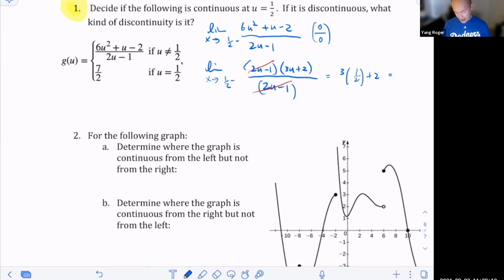So this is going to be 3/2 plus 4/2. 3/2 plus 4/2 is 7/2. So this is 7/2. And this also happens to be equal to what my f of 1/2 is. Okay. So we get the same as x approaches 1/2 from the positive side. So therefore, this is continuous because the limit is equal to the function value. Does that make sense to everybody?